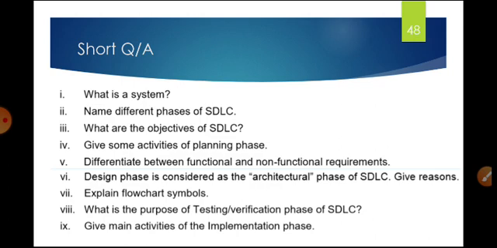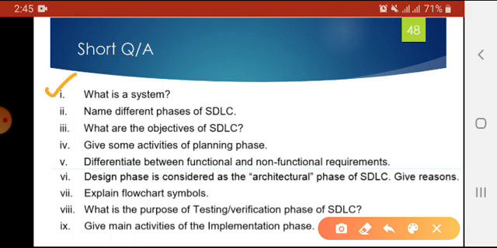Now, short question answers. There are a total of 9 short question answers. First of all, what is a system? We have defined a system as a set of components, both hardware and software, for collecting, creating, storing, processing and distributing information. You have to include an example over here. For example, student management system, library management system, hospital management system, and inventory management system are examples of the system that refers to the SDLC.